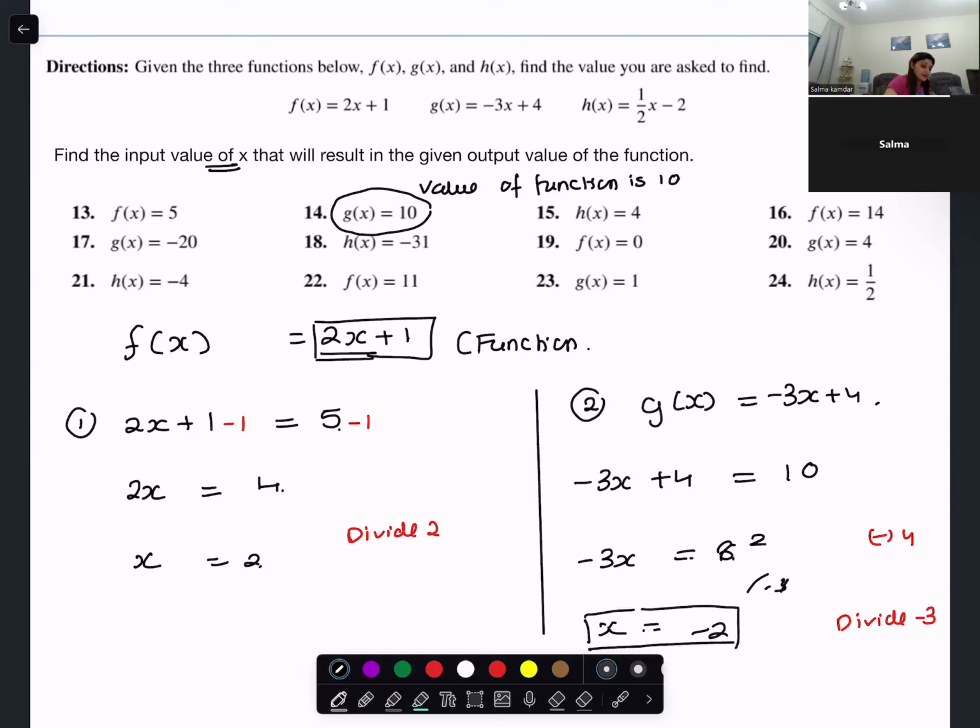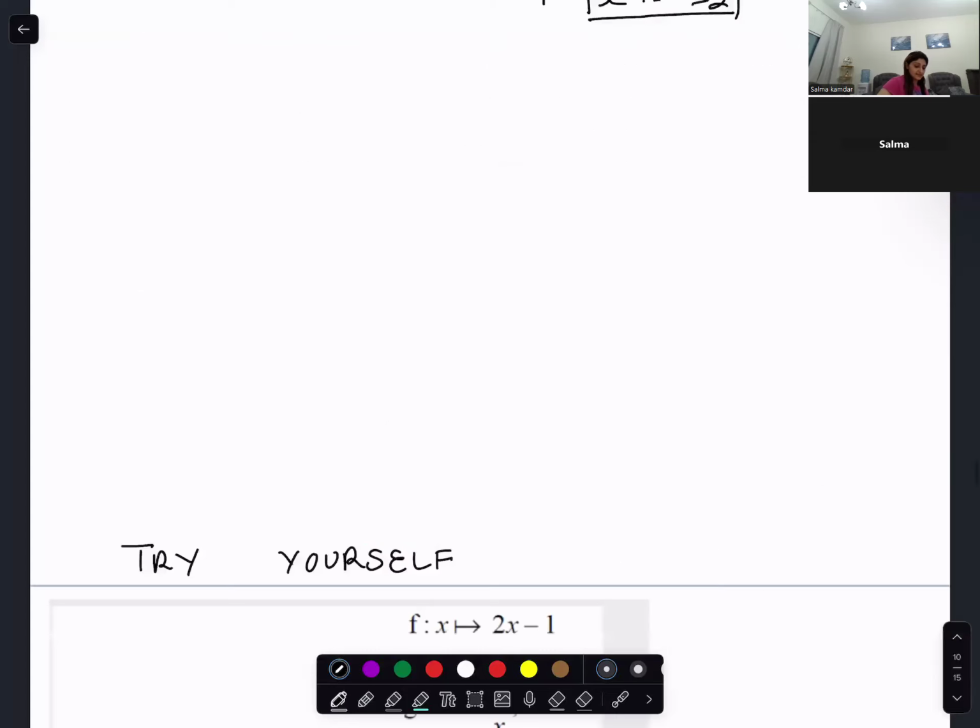Understand? The value of the function is given. So you will equate the function with the value to get x. You will solve these sums.